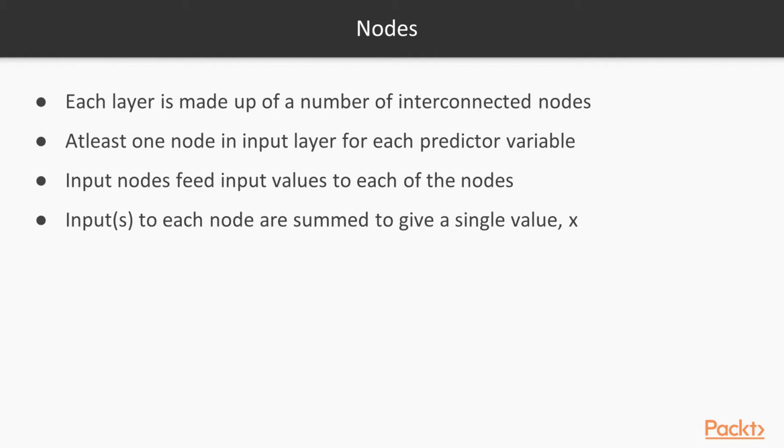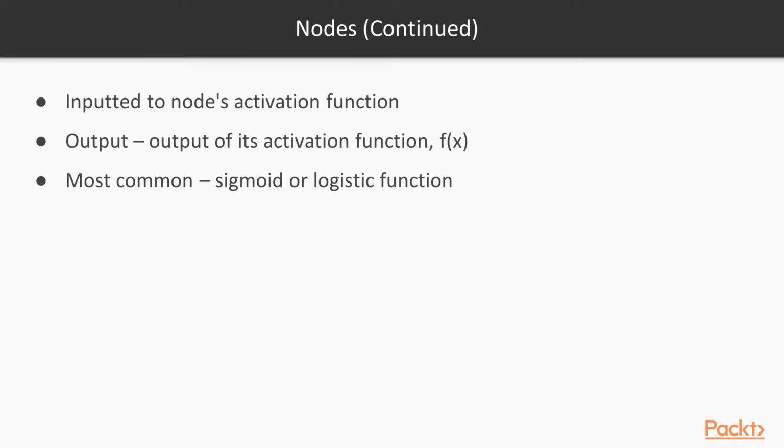Each of the layers is made up of a number of interconnected nodes, each node containing what is referred to as an activation function. There will be at least one node in the input layer for each predictor variable that exists within the data. The input nodes feed the input values to each of the nodes in the next hidden layer. The inputs to each node are summed to give a single value, x.